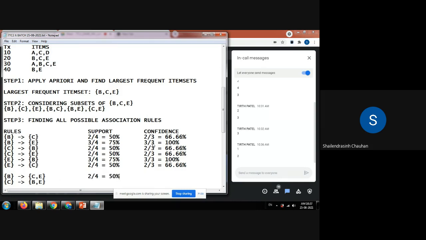Now confidence. Right now we are having only one item on the left hand side, that is B. So we need to consider transactions which are having B. How many transactions are having B? 3: 20, 30, 40. And out of those 3, how many are having B, C, E all together? Wherever you are having B, how many are having C and E also?